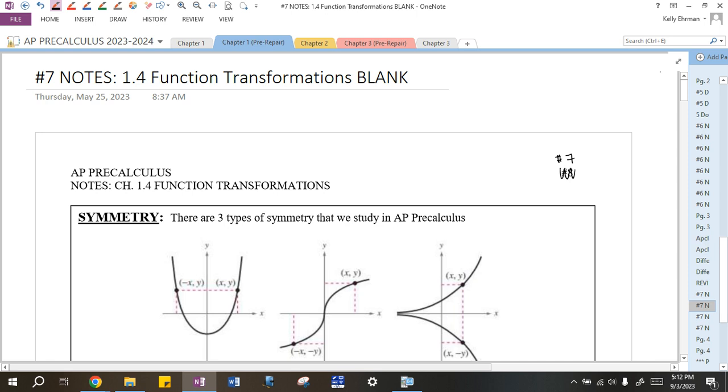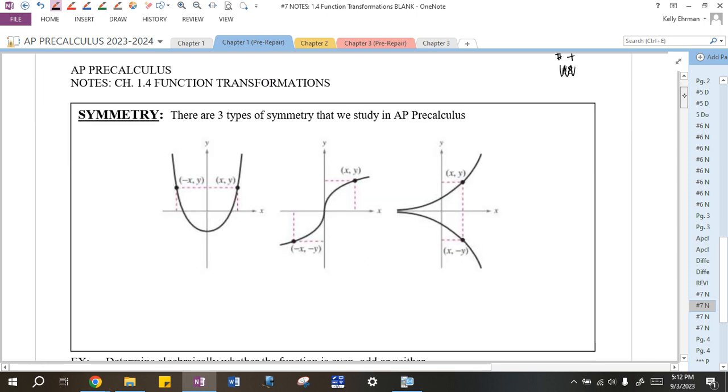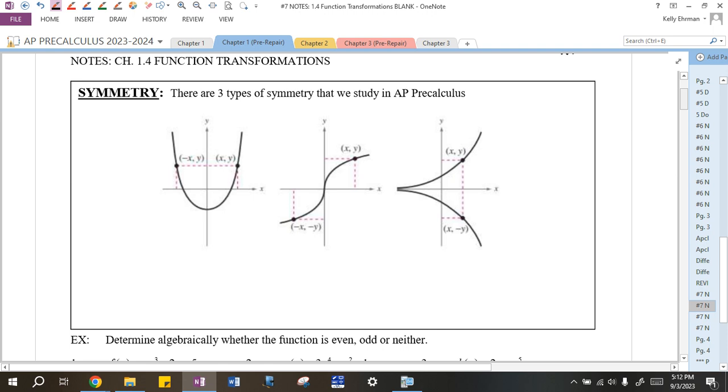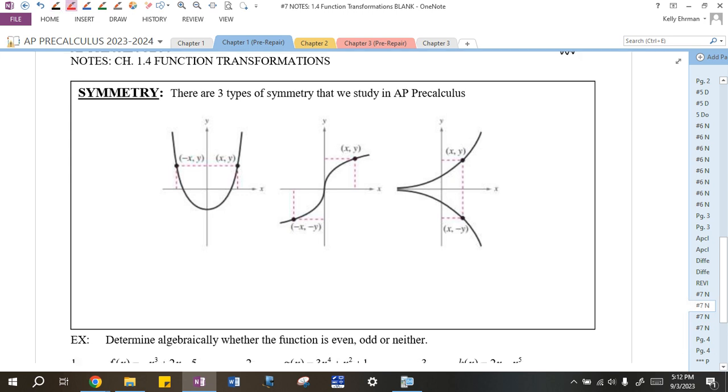Today we're talking about chapter 1.4, which is transformations of functions. And before we start looking at how functions can shift or stretch or reflect, I also need to talk about symmetry. So there are three types of symmetry that we study for AP Pre-Calculus.